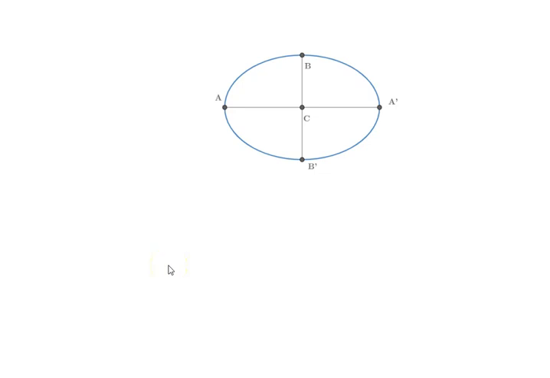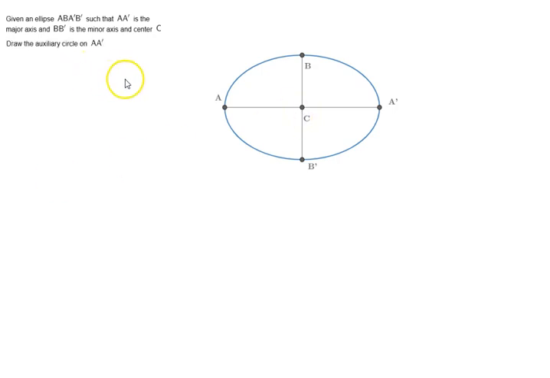Let us look at proposition number 4 of the works of Archimedes, specifically from On Conoids and Spheroids. The proposition says the area of any ellipse is to that of the auxiliary circle as the minor axis is to the major. Given an ellipse A, B, A prime, B prime, such that A A prime is the major axis and B B prime is the minor axis, and the center is C.